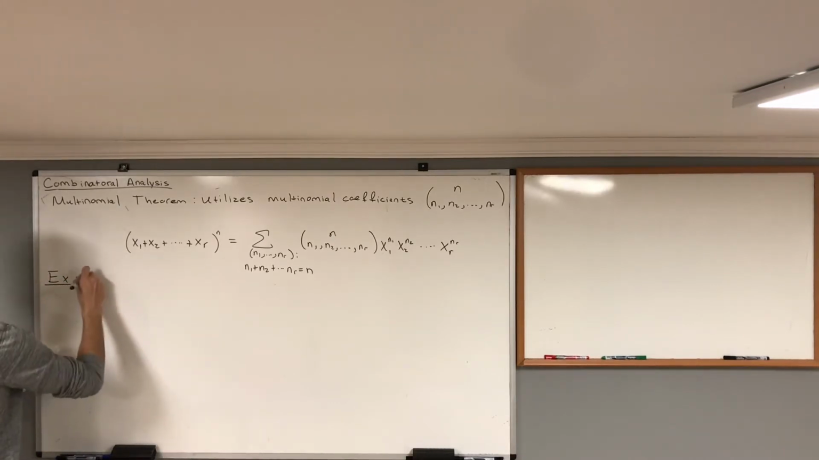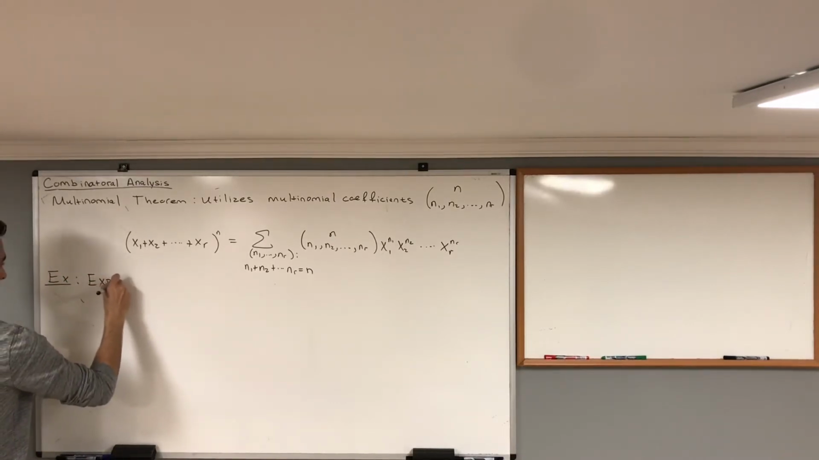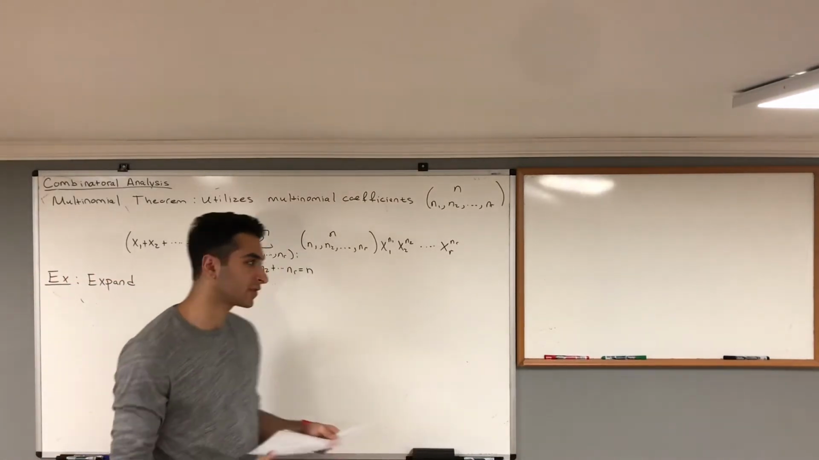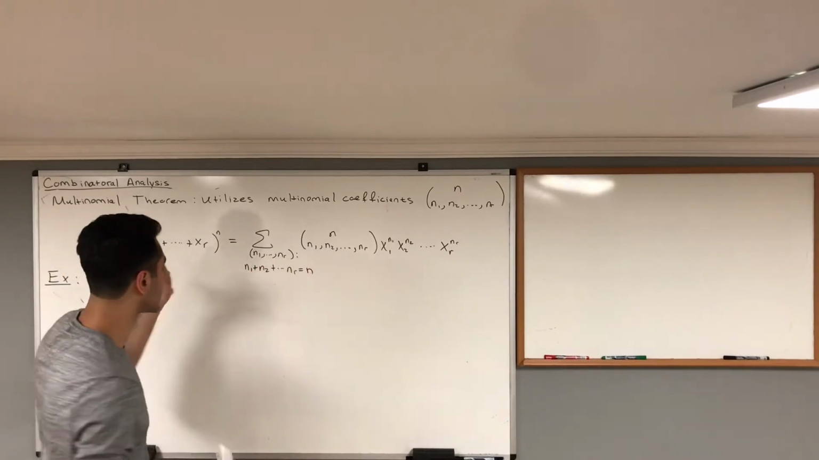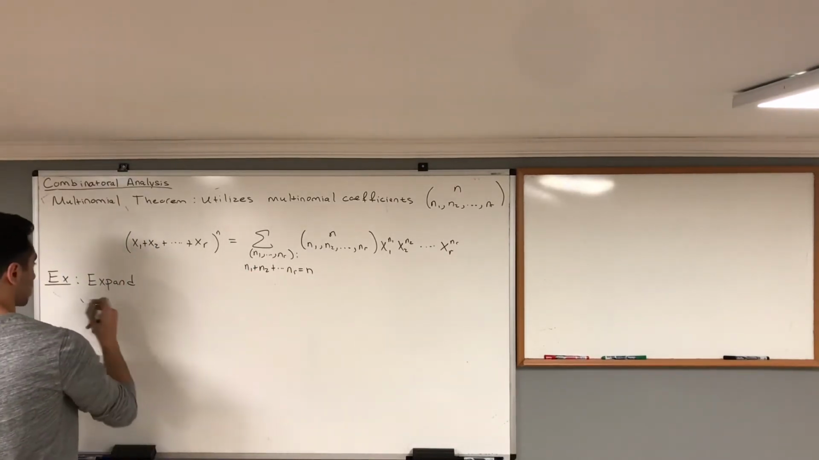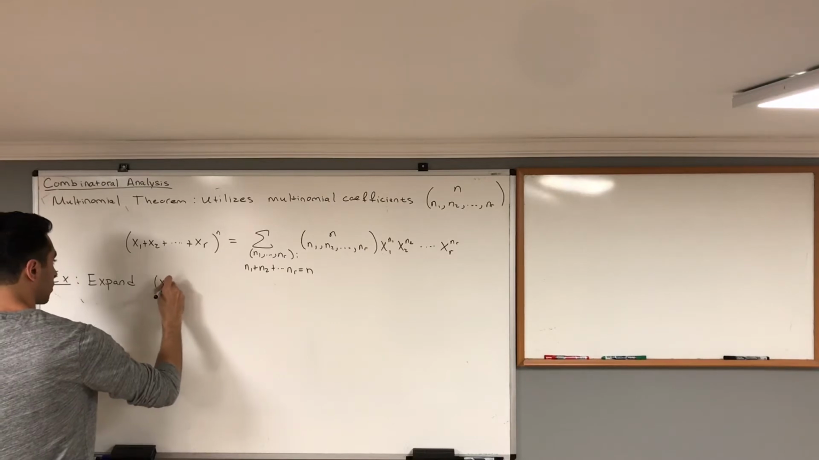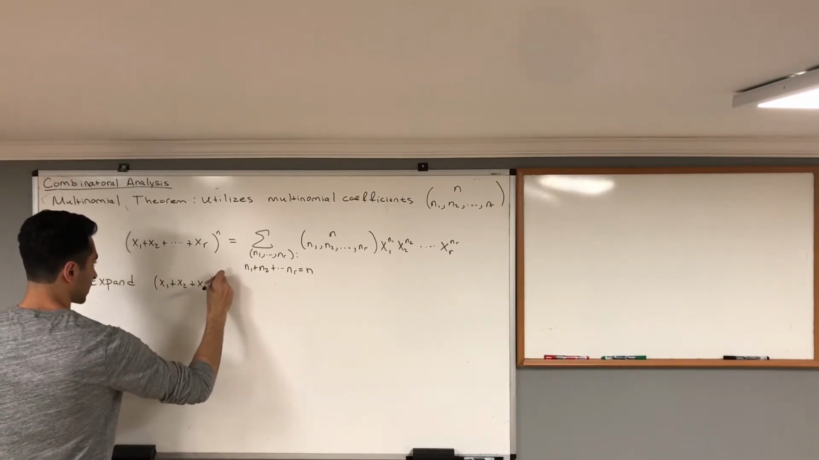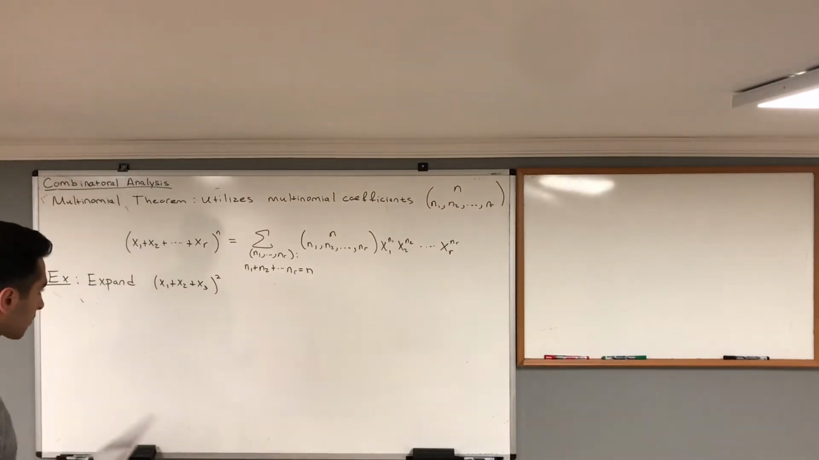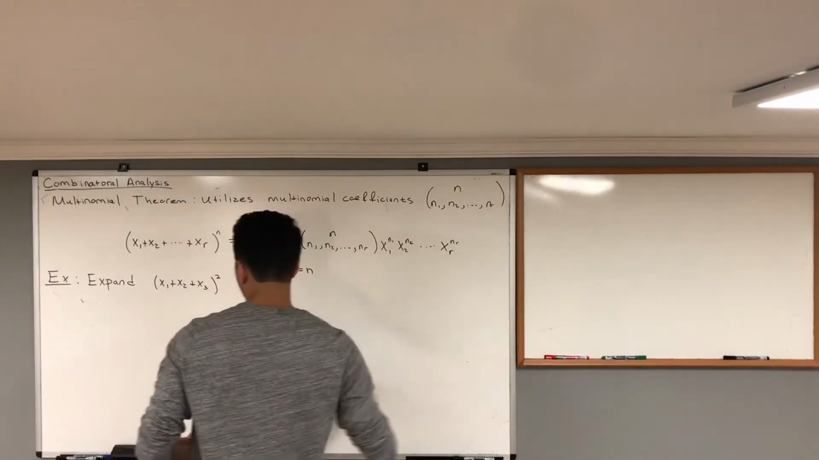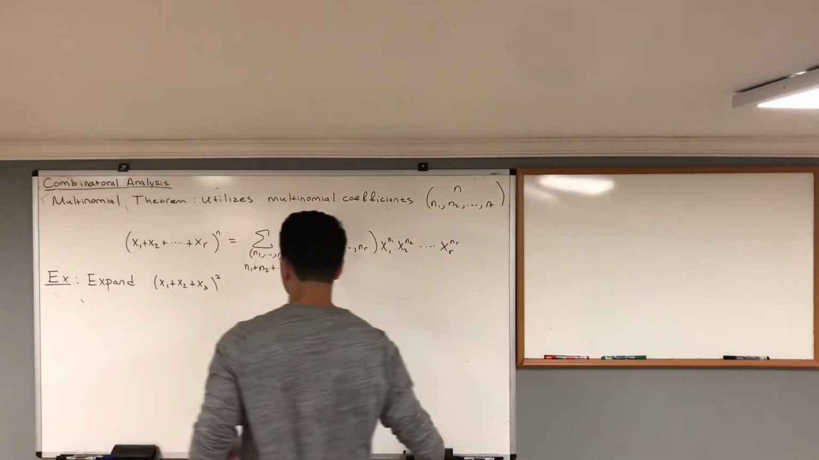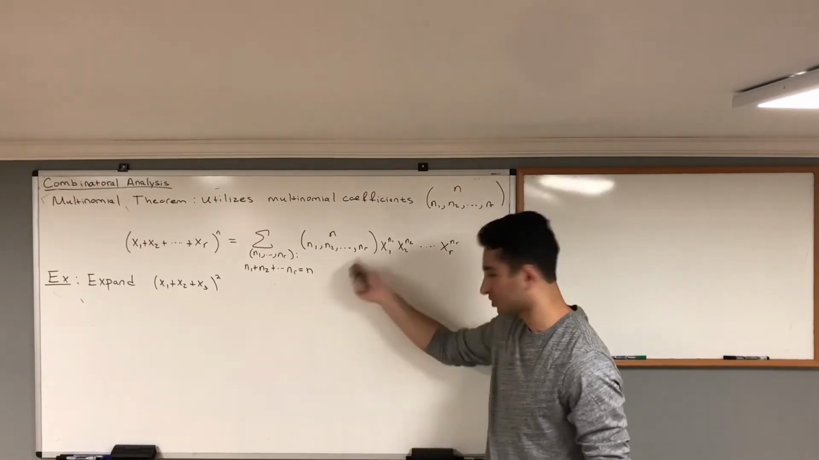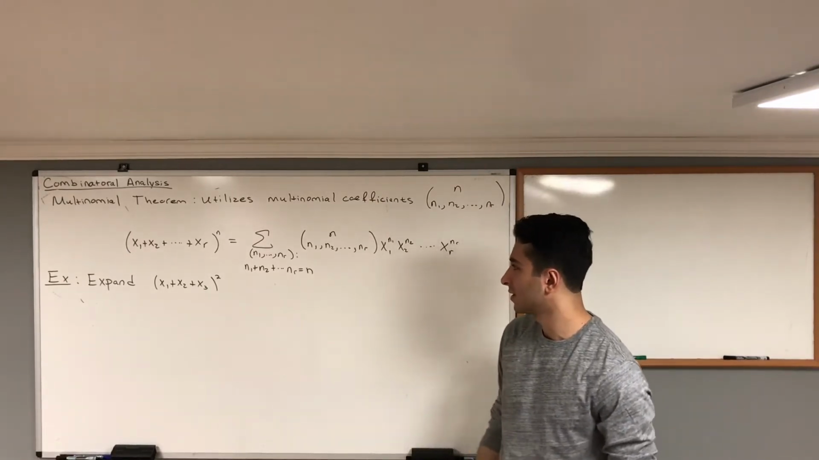We want to expand. So remember, what I'm going to be doing right now is a very simple example that you could do using the FOIL method, obviously. But I just want to utilize this so we can get a nice feel for it. So I want you to expand the sum of x1 plus x2 plus x3 to the second power. And you have to use this. You can't FOIL it. You can, but try to use this first.